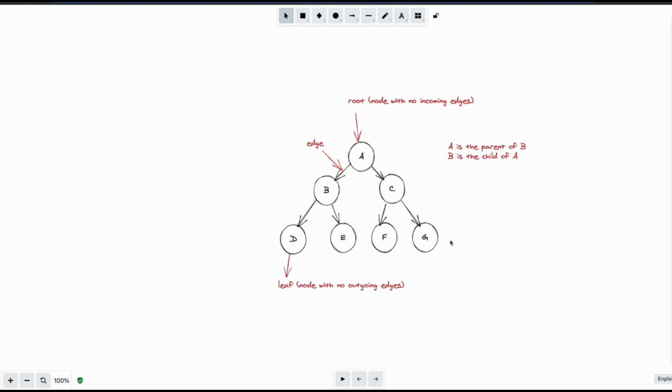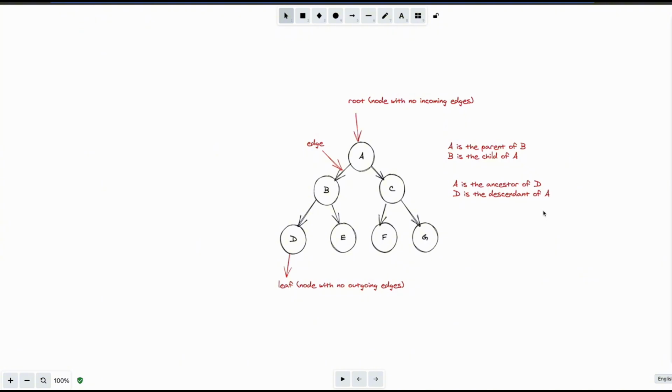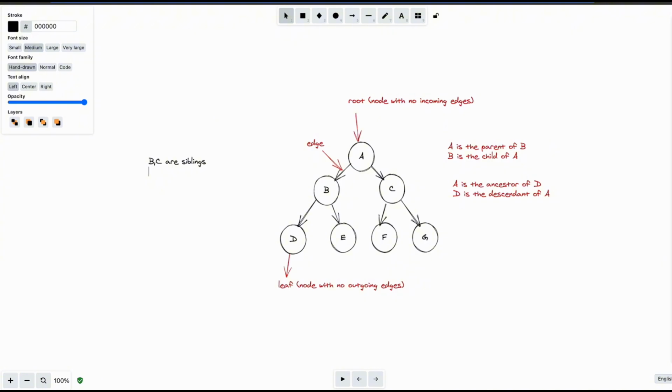Since A is the parent of B and B is the parent of D, A is the ancestor of D and D is the descendant of A. And we also have another relationship called siblings. So in this graph, B and C are siblings. D and E are also siblings. So siblings basically means they share the same parent.